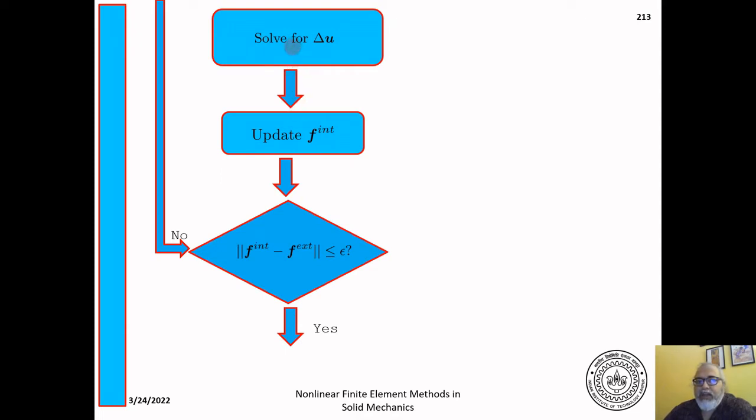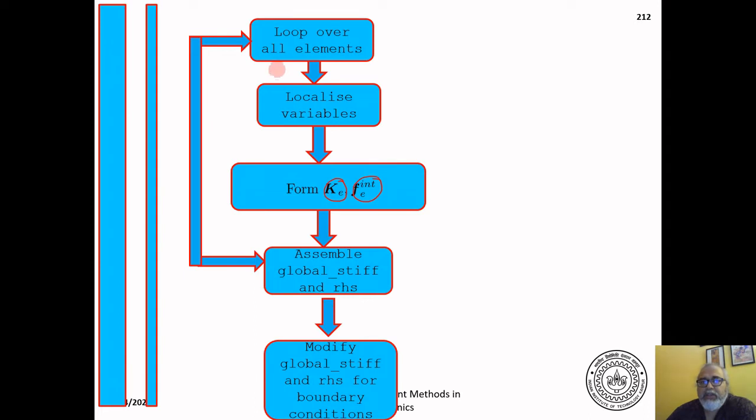Then we update the internal force. So this delta u, we add it to the u of the previous time step and update f_int, and then check if f_int and f_ext are close to each other by some norm that we have fixed. If they are not close, then this delta u is not the correct delta u for this time step. We go back and we do more iterations.